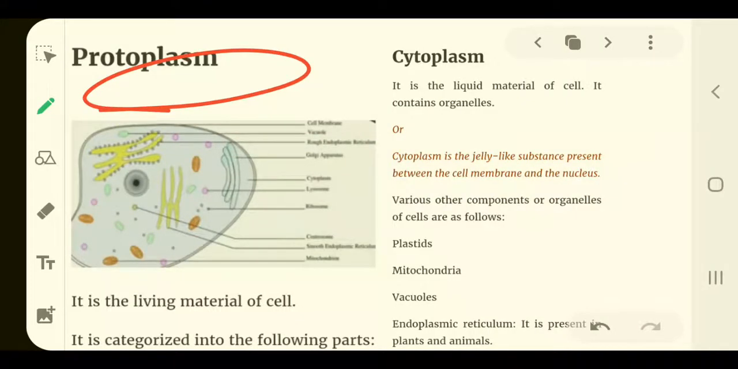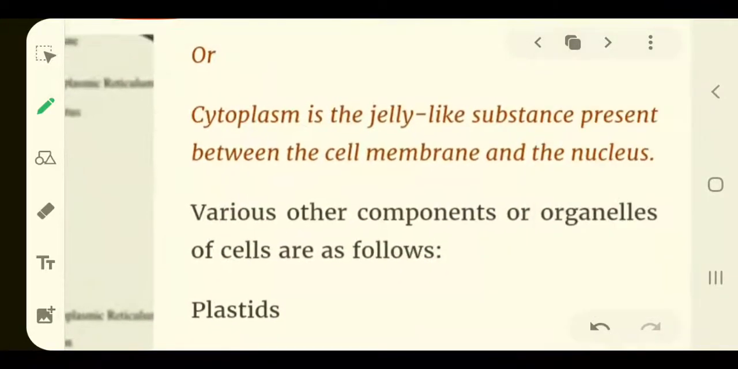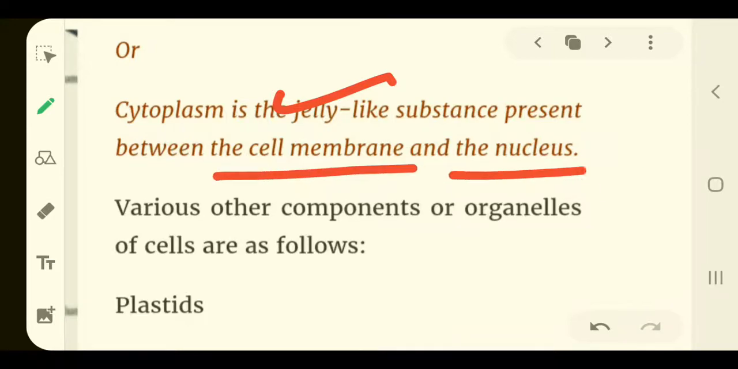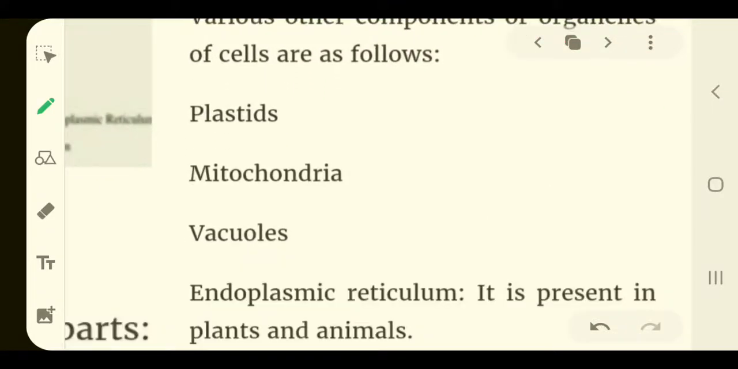As I have told you already, protoplasm is a living material, and as its parts are being categorized for you, the first one was the cell membrane, then the cytoplasm, which is part of protoplasm. The cytoplasm is a jelly-like substance present between the cell membrane and the nucleus. There are some organelles in the cytoplasm that should be known to you.